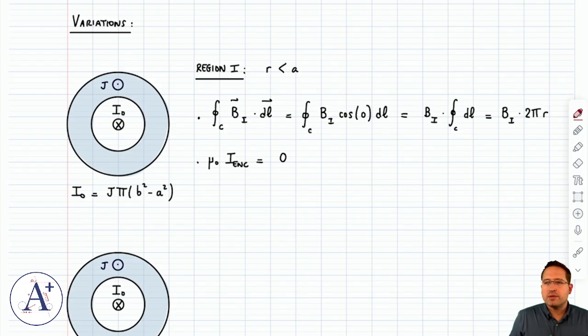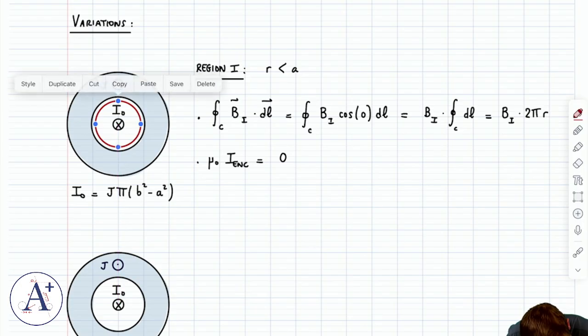Maybe I'm just not that comfortable yet with Ampere's law, and so I'm not going to try to guess if B is clockwise or counterclockwise. I'm kind of going to close my eyes and pick one and hope for the best. So I'm going to pick the same orientation as before.